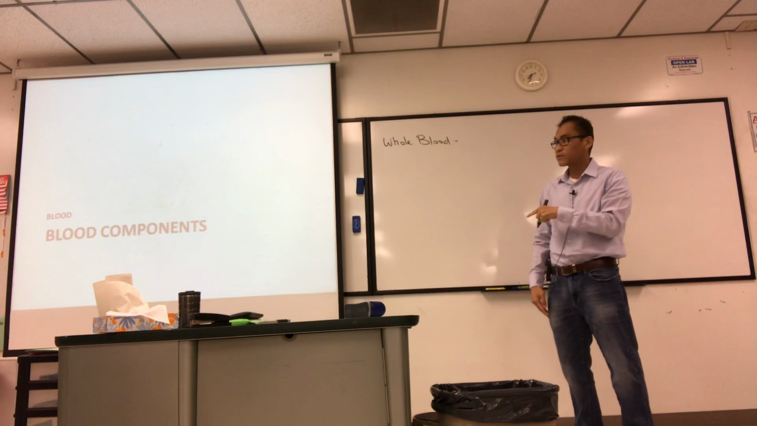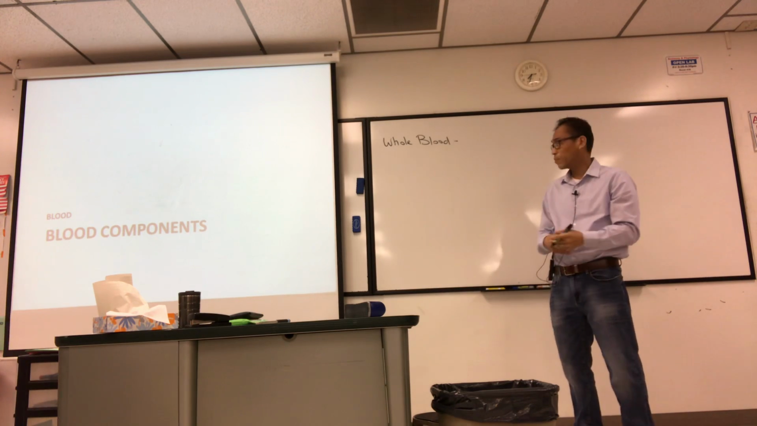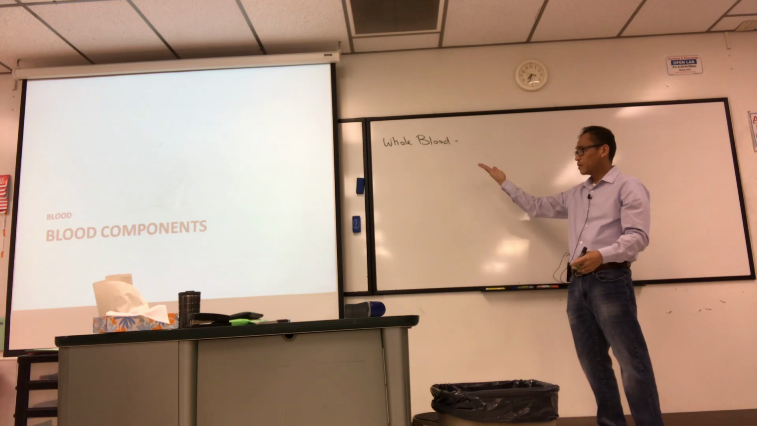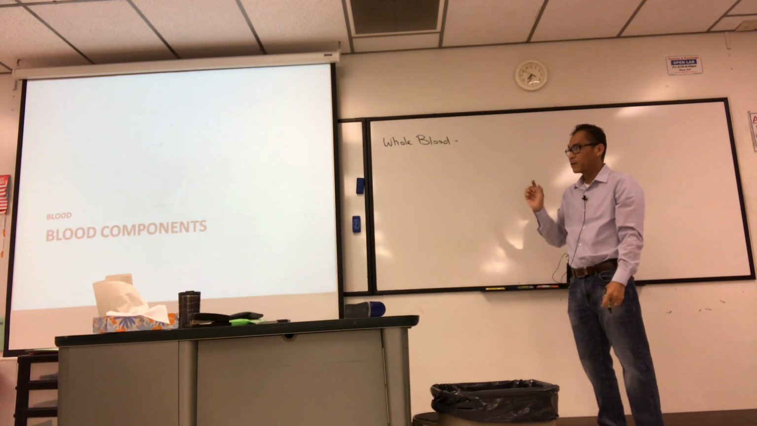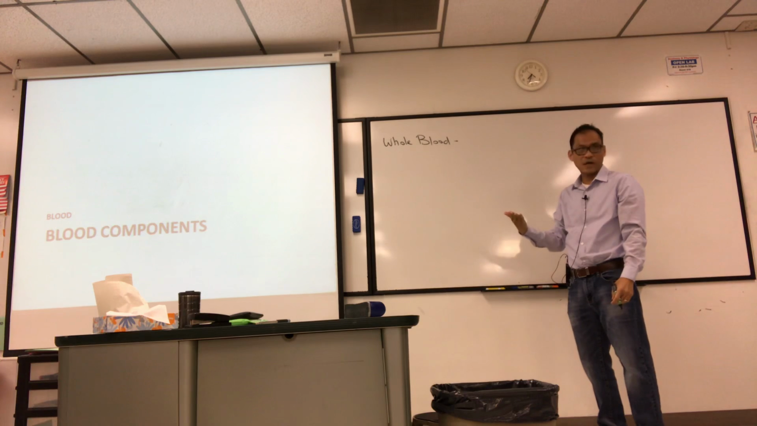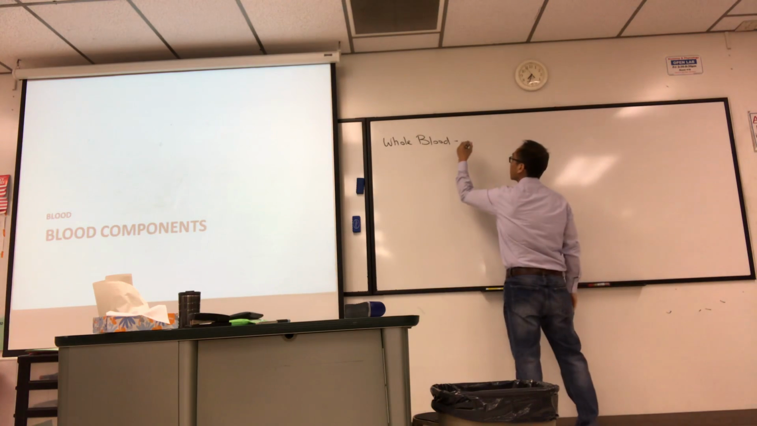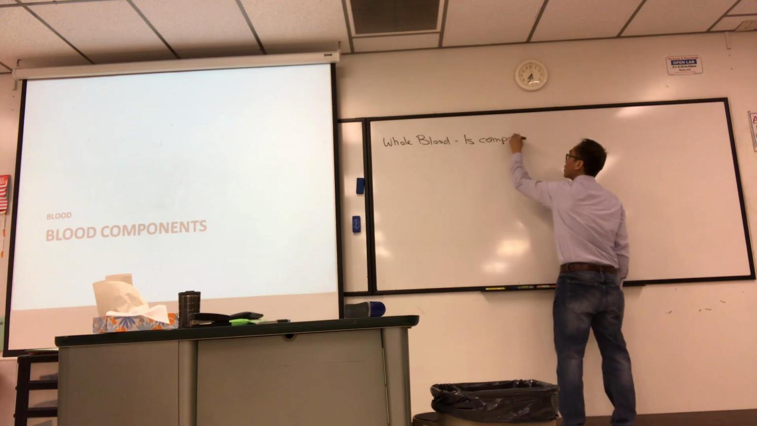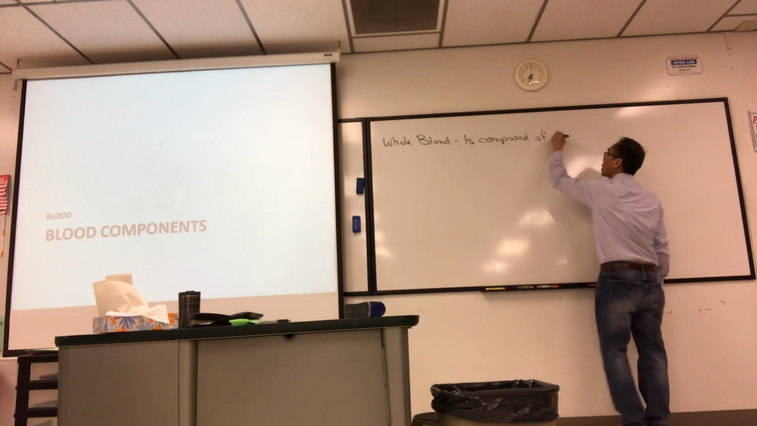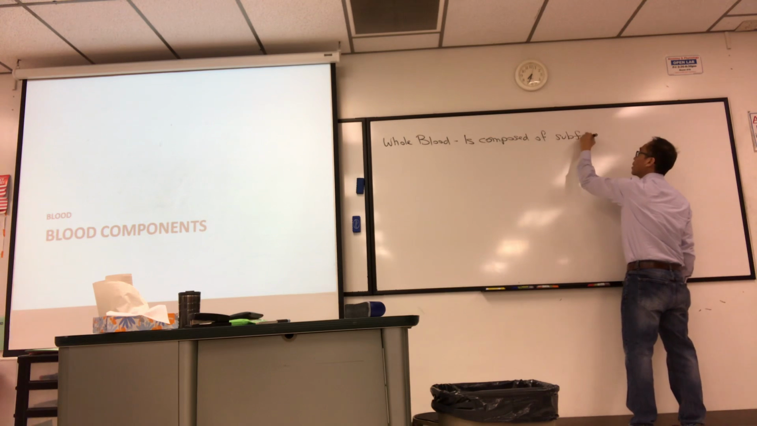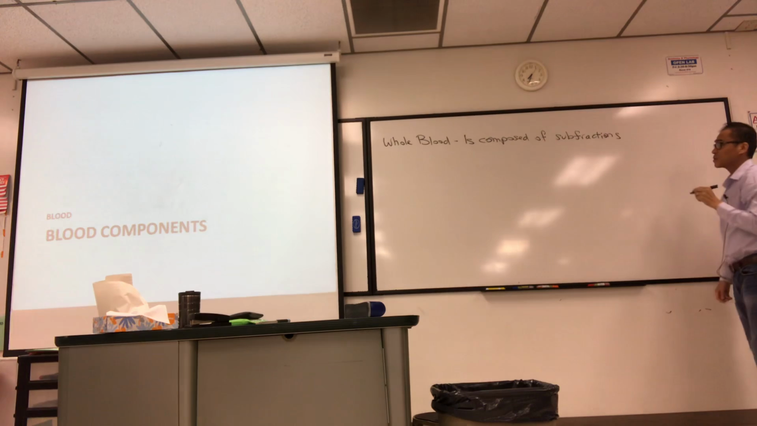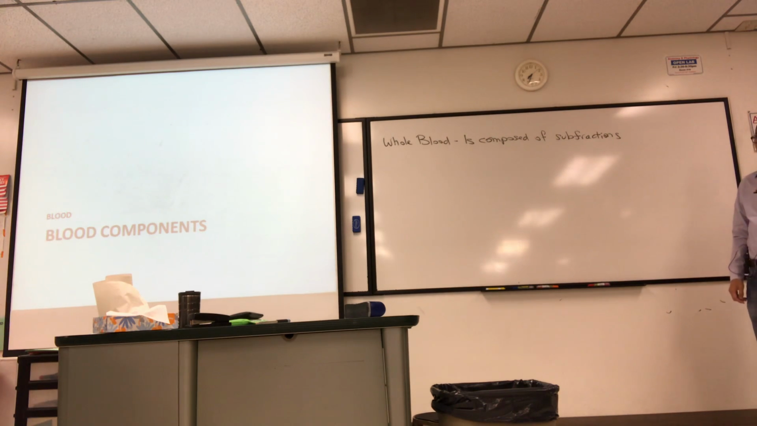So to first understand blood typing, we at least have to know what blood is. Now, when the term whole blood is used, that refers to the fact that blood has all these subfractions. Blood is composed of subfractions, which can be seen when you centrifuge blood.